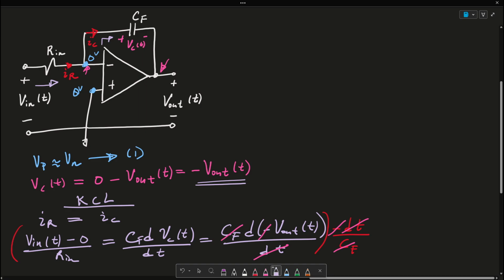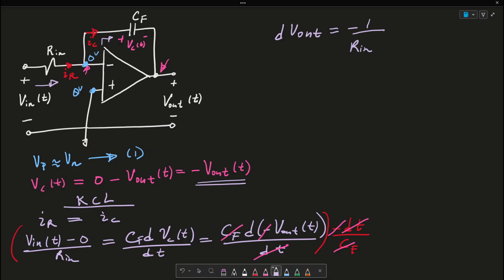I'm going to write my dV out on the left-hand side this time. So this becomes dV out has to equal minus 1 over Rn CF times Vn of t times dt. Okay, so what I'm going to do now is integrate both sides from 0 to t. This goes from 0 to t.